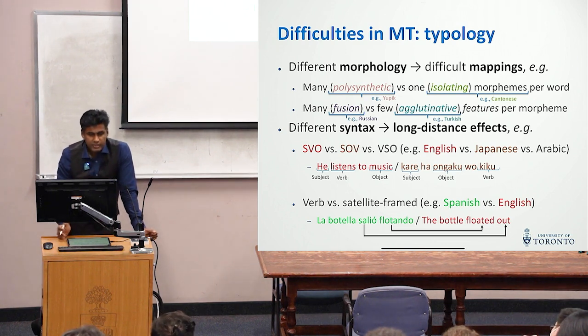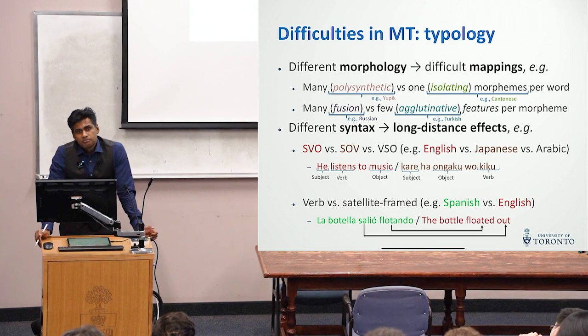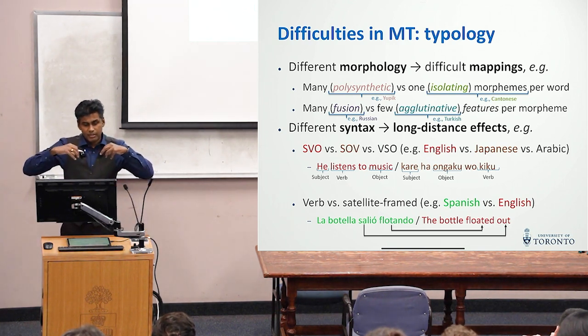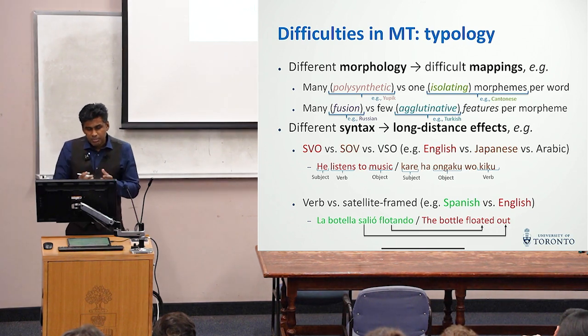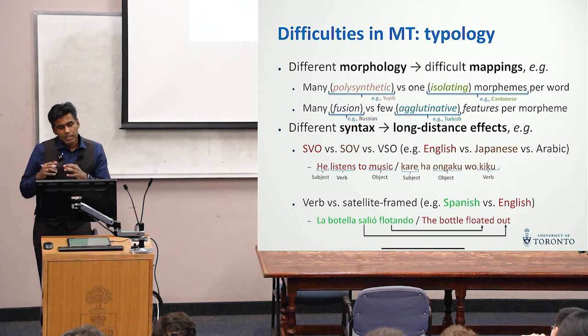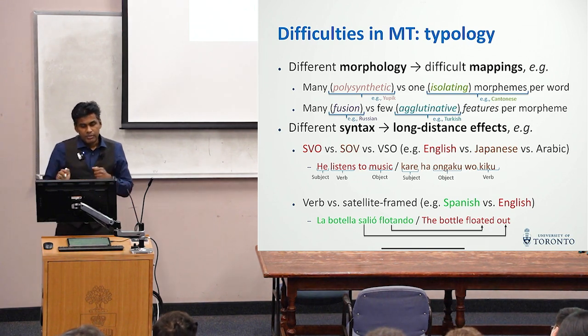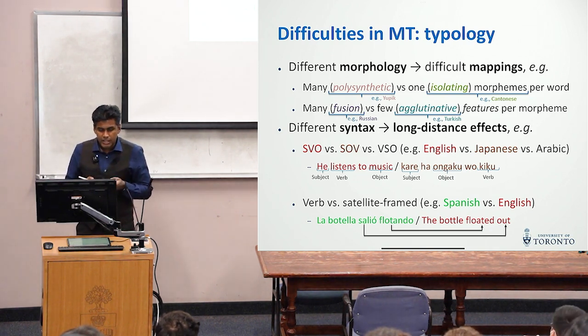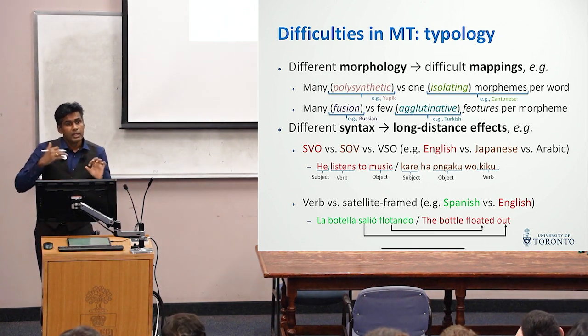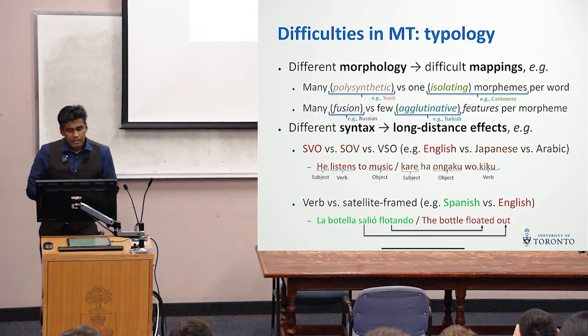Another example of that is verb-framed versus satellite-framed words. For example, in English, the bottle floated out, where the direction comes after the verb. But if you translate that into Spanish, la botella salió flotando, the direction of travel comes before the action of floating away. So this kind of problem.